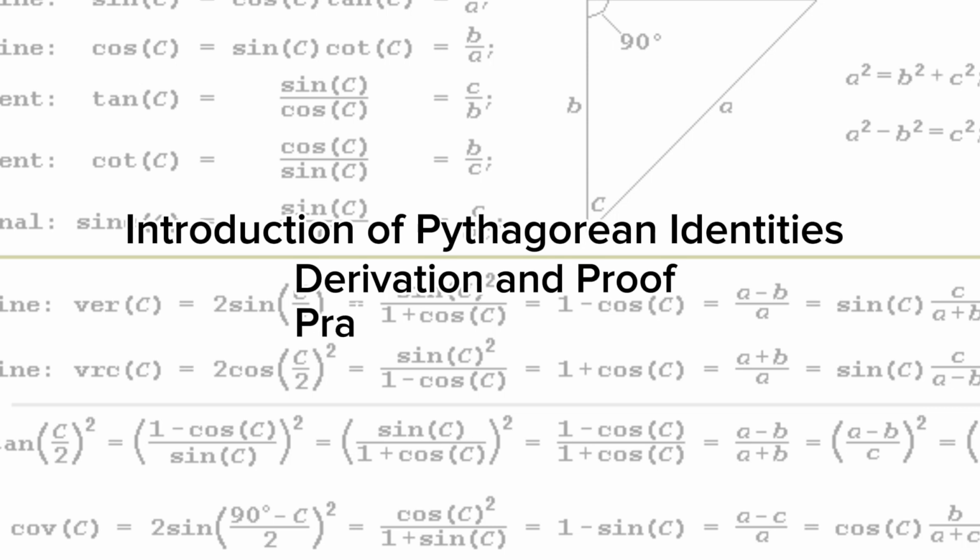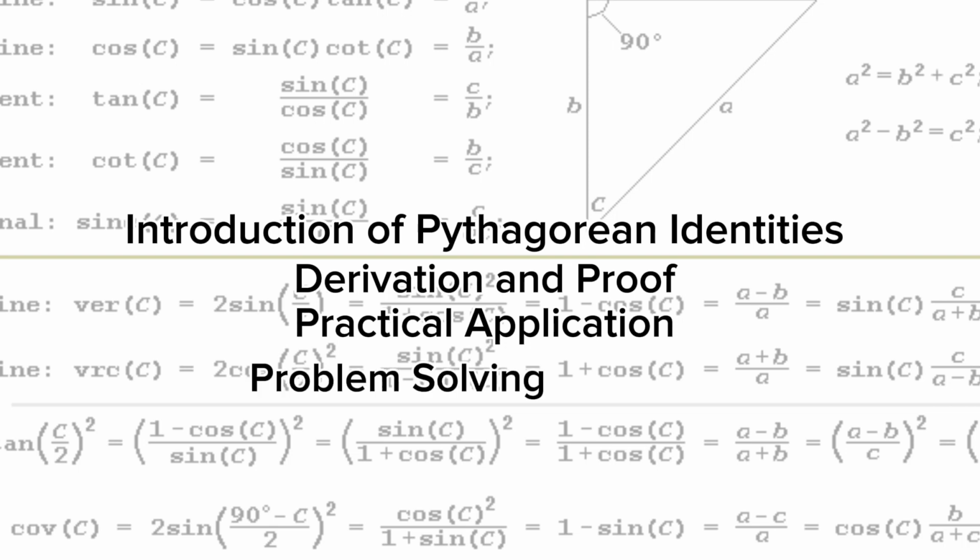The third one, practical applications. We explore how these identities can simplify complex trigonometric expressions and solve trigonometric equations. And the last, problem-solving examples. We worked through several example problems, showing how to apply the Pythagorean identities to simplify expressions and solve equations. We encourage viewers to practice these examples to solidify their understanding and proficiency.